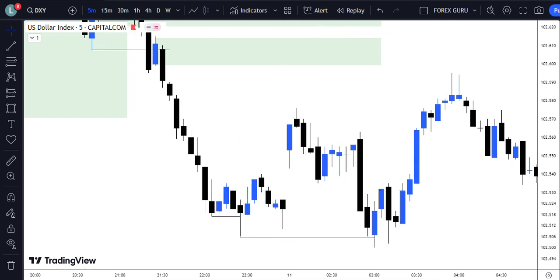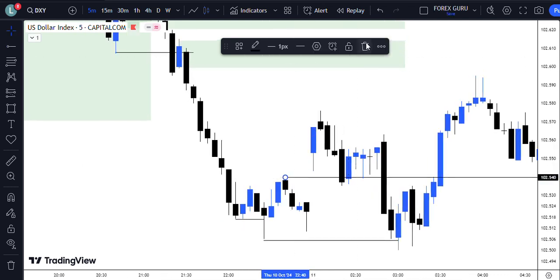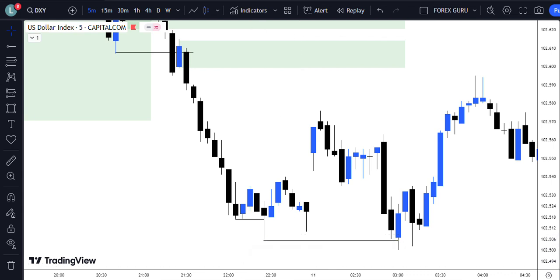But here you can see the price was able to, I'm going to take this as a breakout structure. Oh, sorry for that. I'm going to take this as a breakout structure.